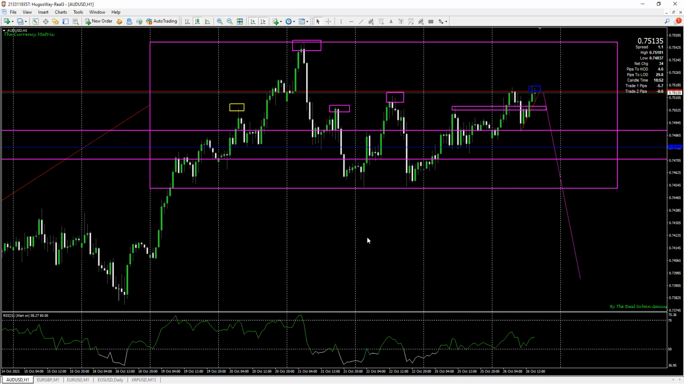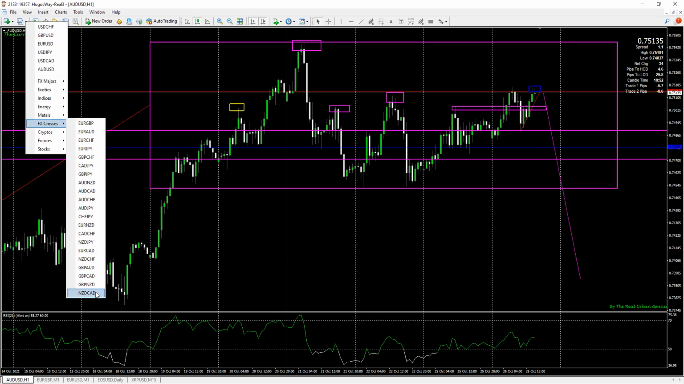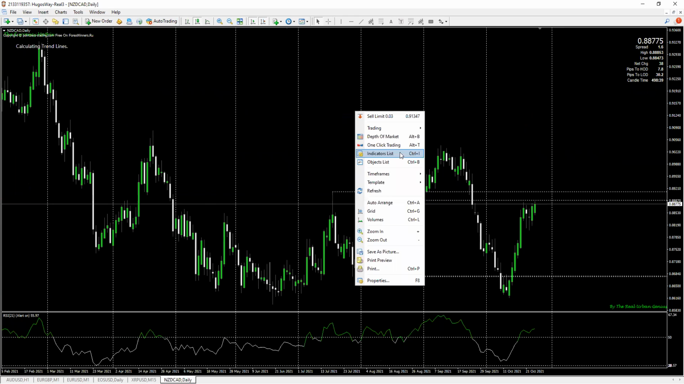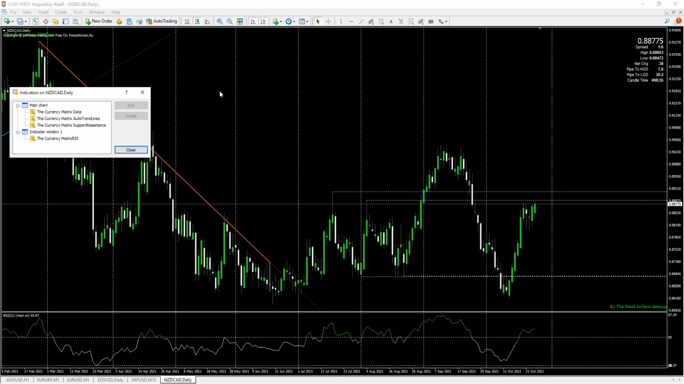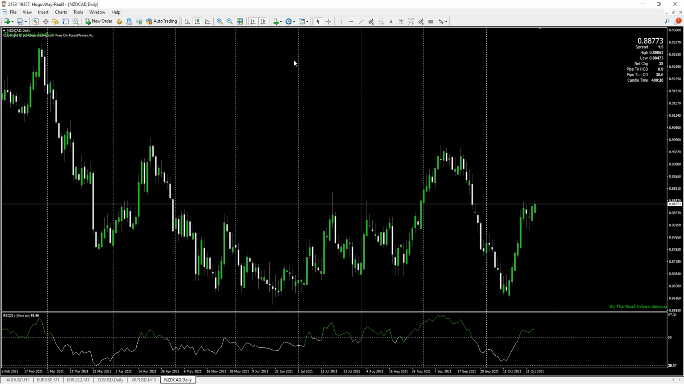All right, so I said NZD CAD. Let's pull that NZD CAD up. All right, let's look at NZD CAD. Here, looking at NZD CAD right off the back, I would be looking to seek a short position. Are you currently seeking a long or short position on NZD CAD? Just right off the back, I could see a potential short opportunity.